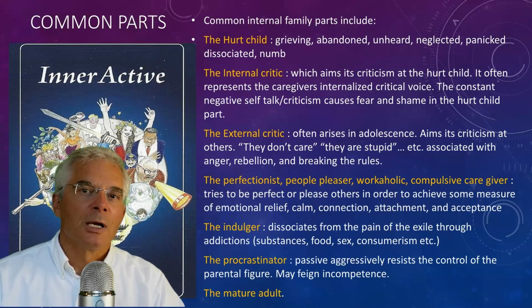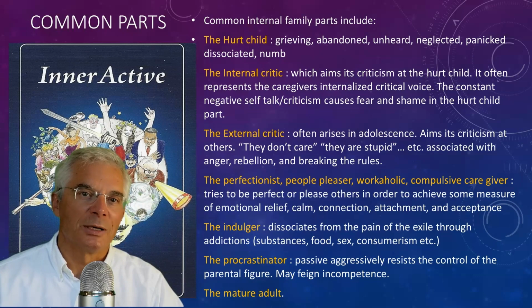Common parts. Common internal family parts include the hurt child: grieving, abandoned, unheard, neglected, panicked, dissociated, or numb. The internal critic, which aims its criticism at the hurt child. It often represents the caregiver's internalized critical voice. The constant negative self-talk and criticism causes fear and shame in the hurt child part.